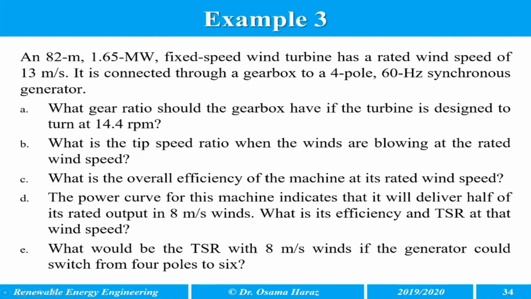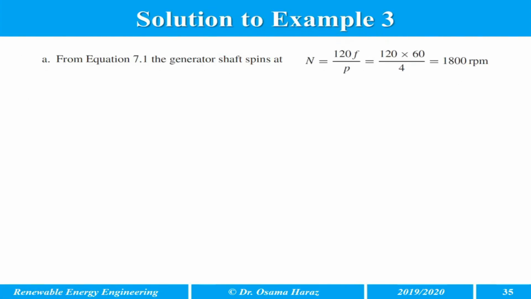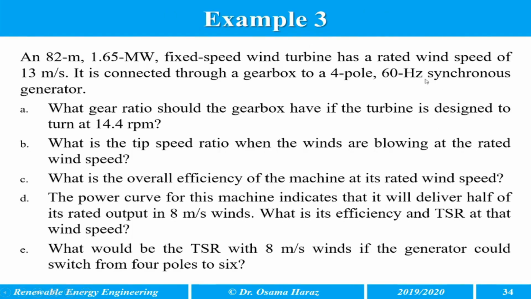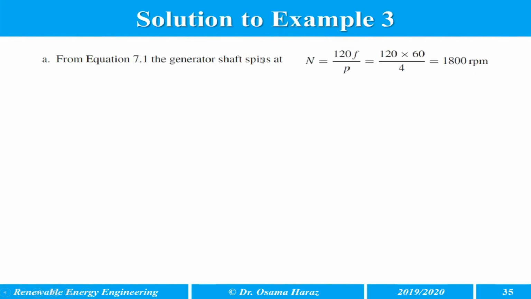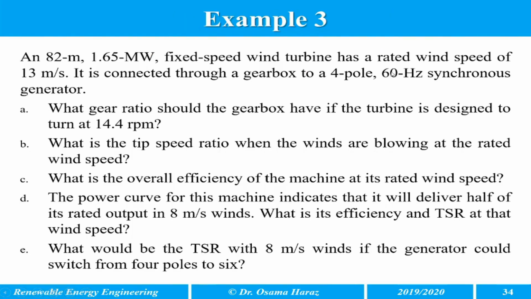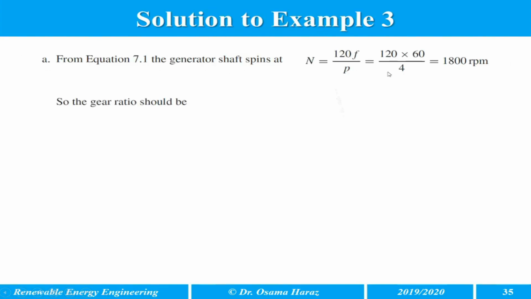How to solve this example? First of all, we are going to use this formula for the type of synchronous generator. Depending on the number of poles, we can calculate the speed. The generator shaft spins at a speed of 120 F over P. What is F? The frequency of the synchronous machine. So frequency is 60 over the number of poles. If you have 4 poles, you end up with 1,800 RPM.